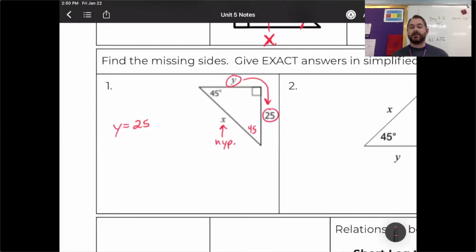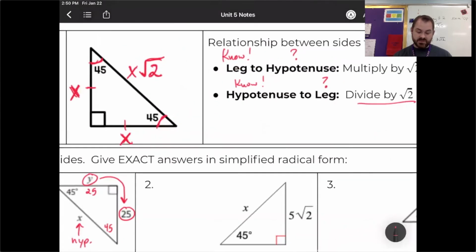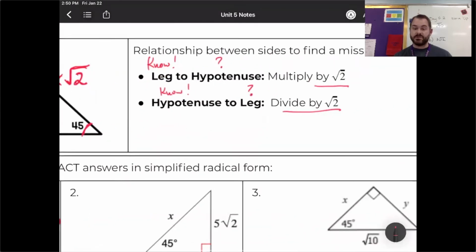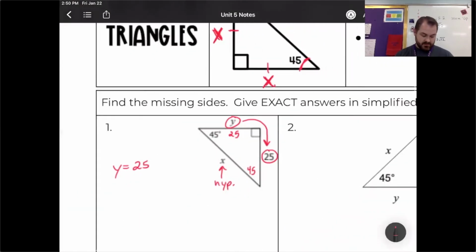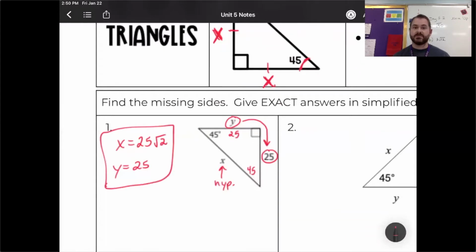To find the hypotenuse, again, we know the leg. So we're just going to multiply that leg by root 2. So to find the hypotenuse, all I'm going to do is take that length for the leg, 25, and multiply it by root 2. That is my answer. I don't have to do any other calculations. The number underneath that radical is already a simplified number. It's as small as it can go. There's your answers.